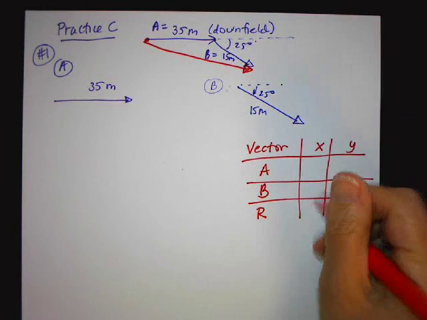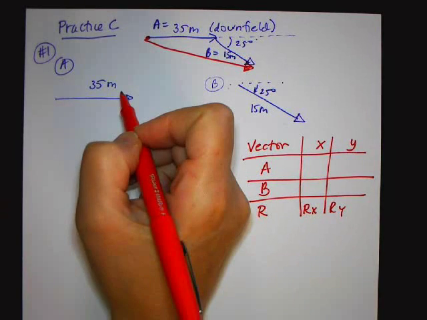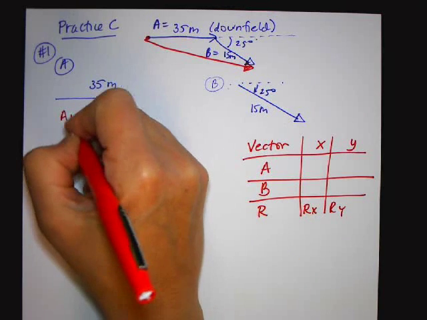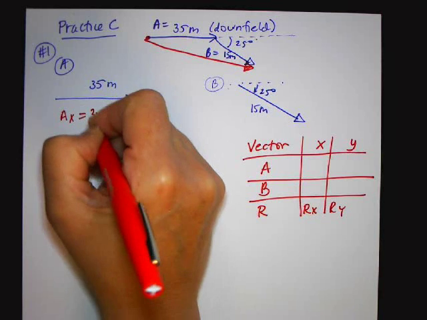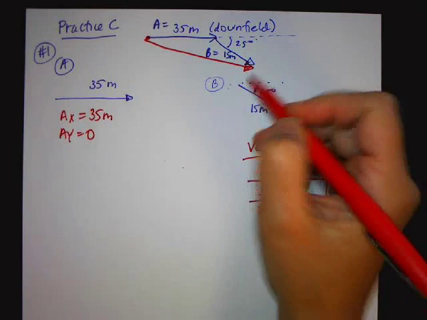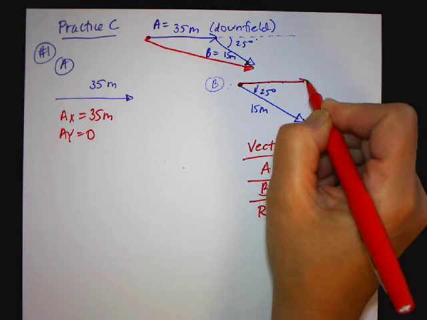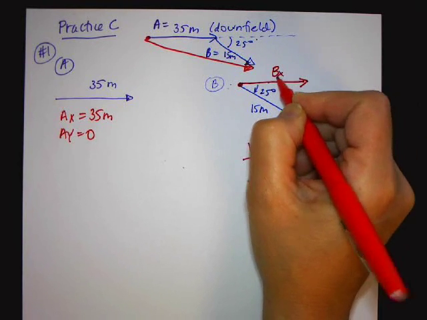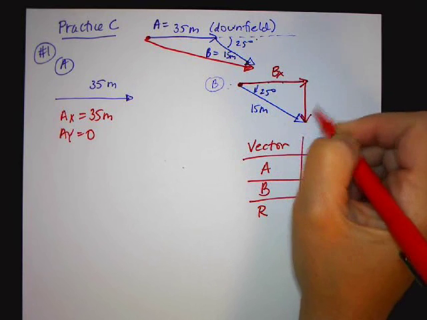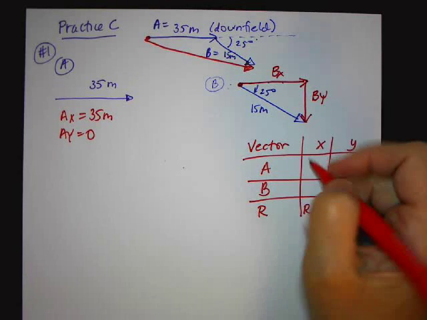When I look at vector A, it's going totally to the right. So Ax is equal to 35 meters, and Ay is equal to 0. Now for vector B, it's not that easy. For vector B, this is where I start, and this is where I end up. So first I'm going to go horizontal. This is going to be Bx, and then I'm going to go vertical, and this is going to be By. So I'll fill in my chart: Ax is 35, and Ay is going to be 0.